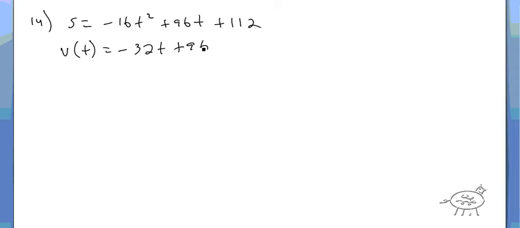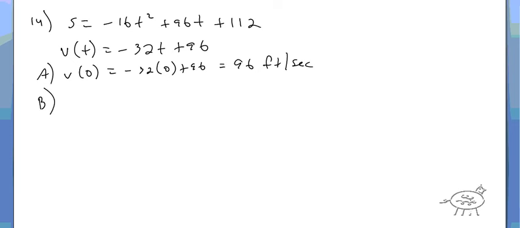All right, let's see, find the object's velocity when t is equal to 0. Okay, so we just have v of 0. That's negative 32 times 0 plus 96 equals 96. So it's 96 feet per second. Okay, that's A.